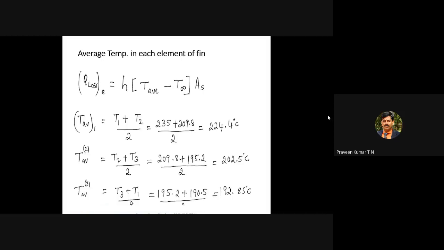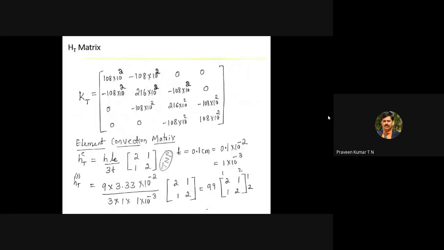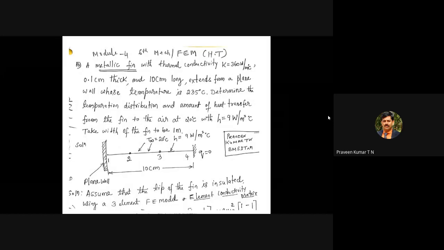Now when you come to this, we have a metallic fin with thermal conductivity so and so, and all values are given, as we have already discussed. The h value is given, the k value is also given, everything is given. Now we have divided the fin into three elements because I have done the problems for three elements. There are some problems where the fin is divided into only two elements, which is simpler.